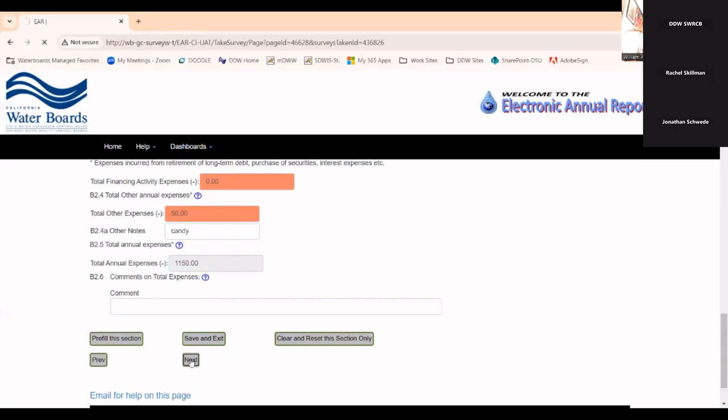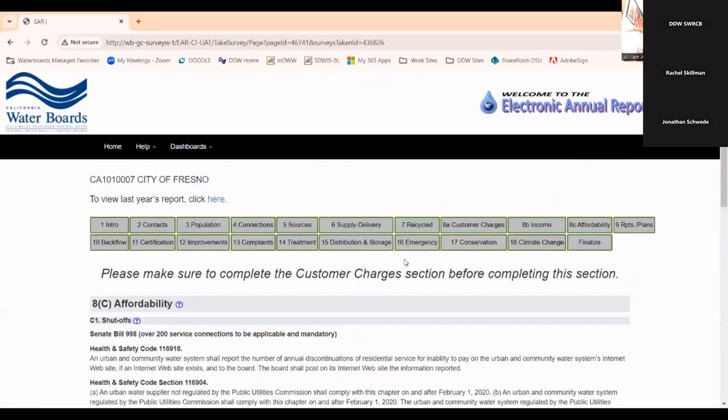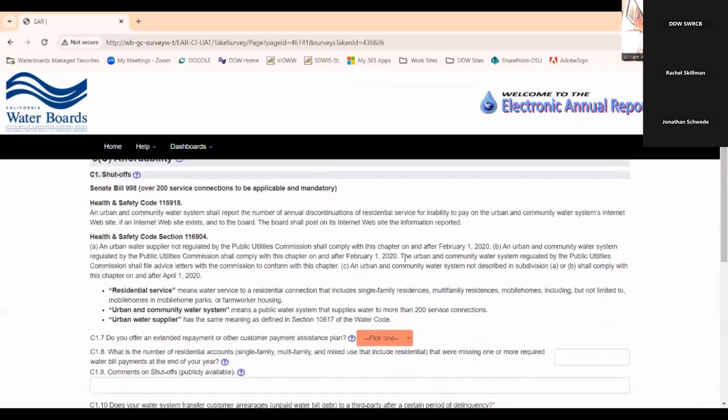I don't remember if going from 8B to 8C takes as long, because I don't think there's any back-end calculations in 8B, but there we go.